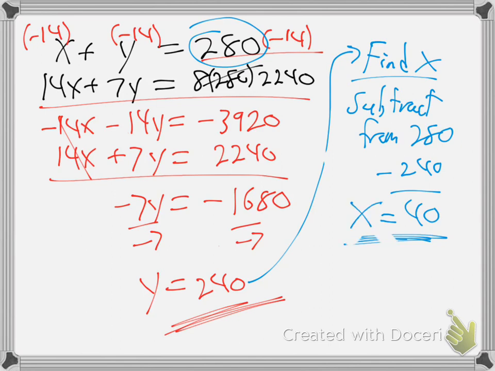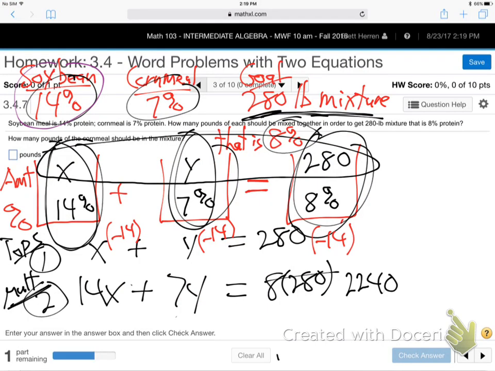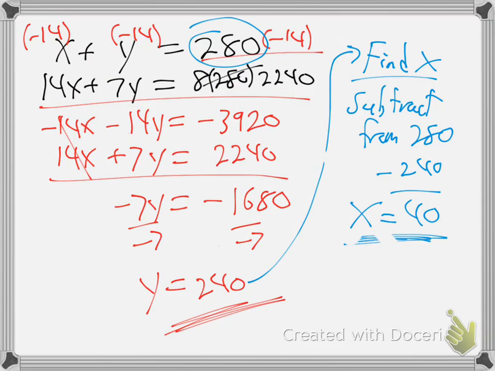And now, they won't say what's X and what's Y. They'll say how much soybean and how much cornmeal. How do we know which one of those is soybean and which is cornmeal? If you go back, I happened to put X with the 14% soybean. So X represents soybean. I could have done it vice versa. So this is soybean, and the other one is cornmeal, just based on how I did that. Is that making sense then?